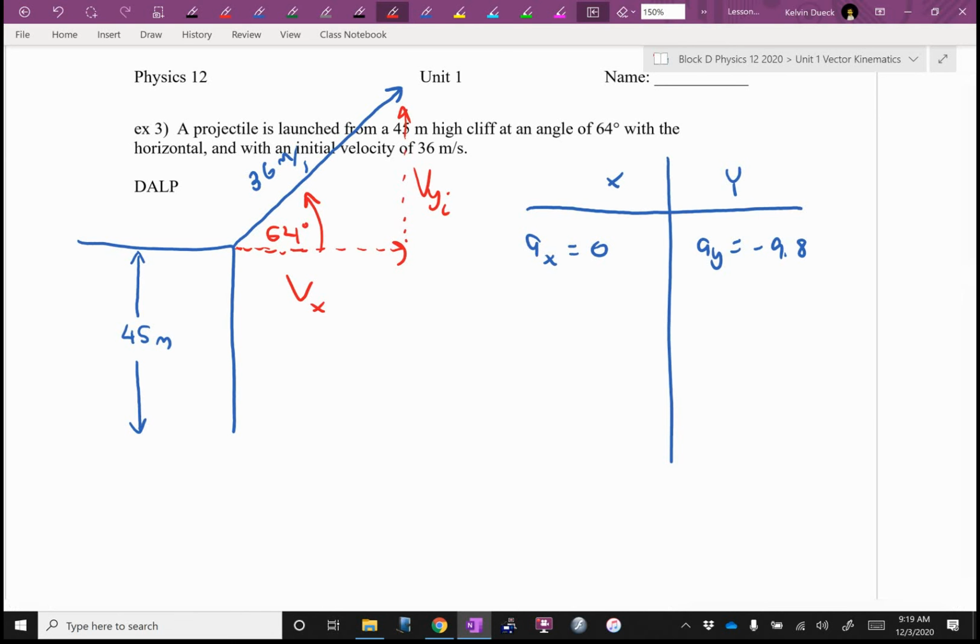Vy. Sine? Yeah? That was our little hack. And again, if you forget that trick, it's opposite over hypotenuse, and hopefully a clue. That's sine. But if you're looking for a shortcut, Vy initial is what times what? Loud and proud. 36 sine 64, yes? Which is, I have no idea.